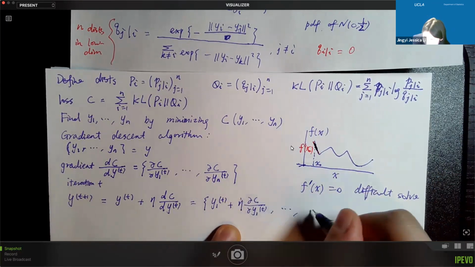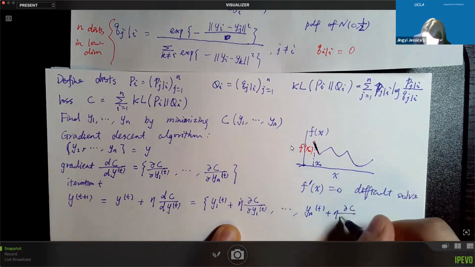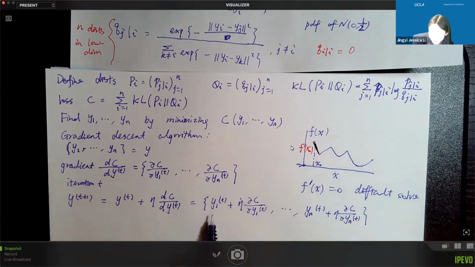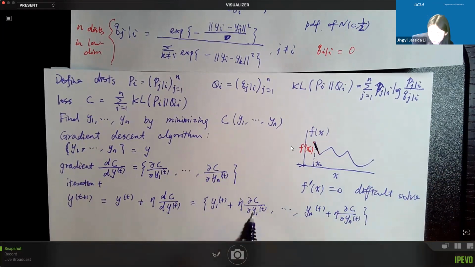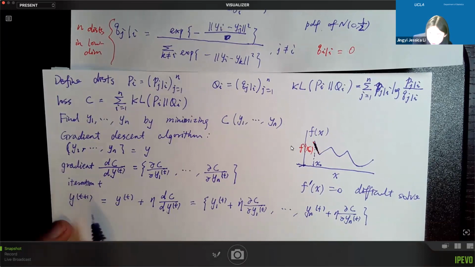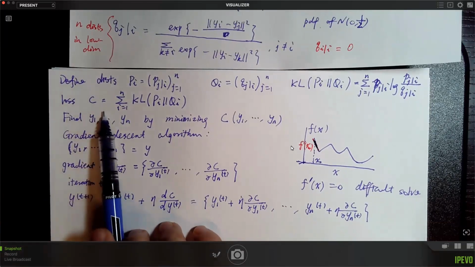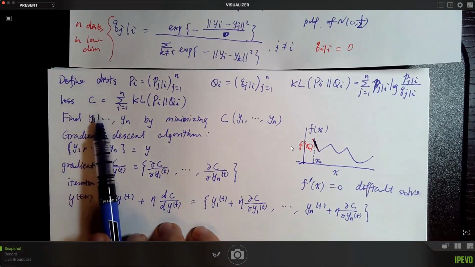And for yn t, it's yn t plus eta partial c partial yn t. Each thing here is two-dimensional. This is also two-dimensional. So it's a gradient itself, but it's only for y1. And then we add them up. So that's how we do the update by gradient descent. And then gradually we want to see which values of y1 to ym can minimize this loss function. That's the purpose.